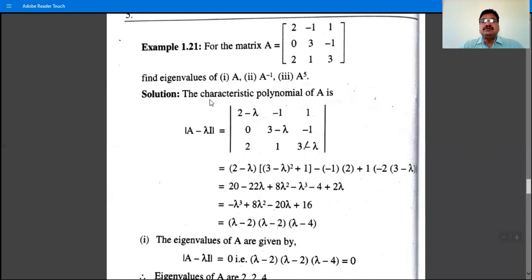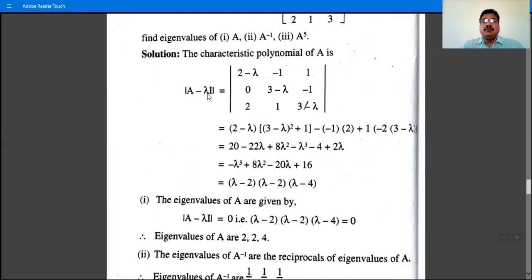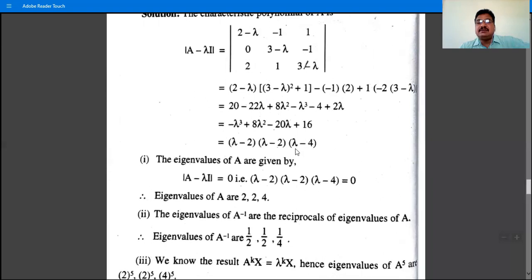So these are the remarks. First, you have to find the eigenvalues of matrix A. So consider the determinant of A minus lambda I, or lambda I minus A. So this is A minus lambda I. Then solve this determinant. We have minus lambda cube plus 8 lambda square minus 20 lambda plus 16.